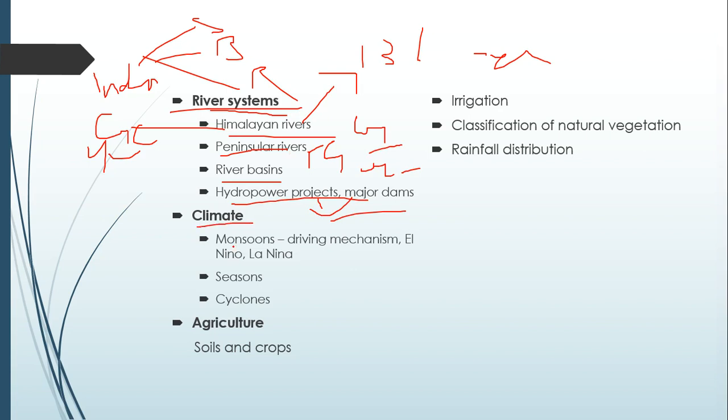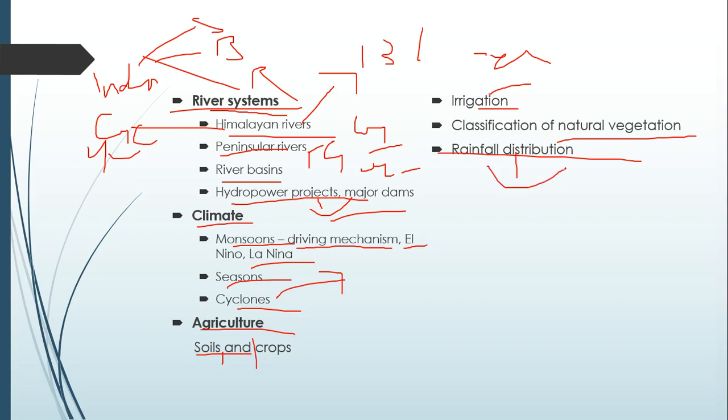Indian climate, monsoon, Indian monsoon, what are the driving mechanisms for the monsoon of India. Then El Niño, La Niña, how El Niño and La Niña affect the Indian monsoon. Then Indian seasons, spring, winter, summer. Then cyclones, how cyclones affect Indian climate. Then agriculture, soils, Indian soils, Indian crops, irrigation system of India, natural vegetation of India, and the distribution of rainfall.